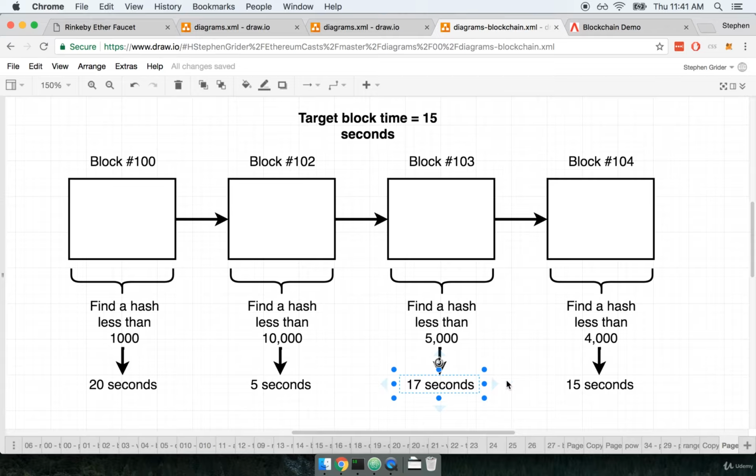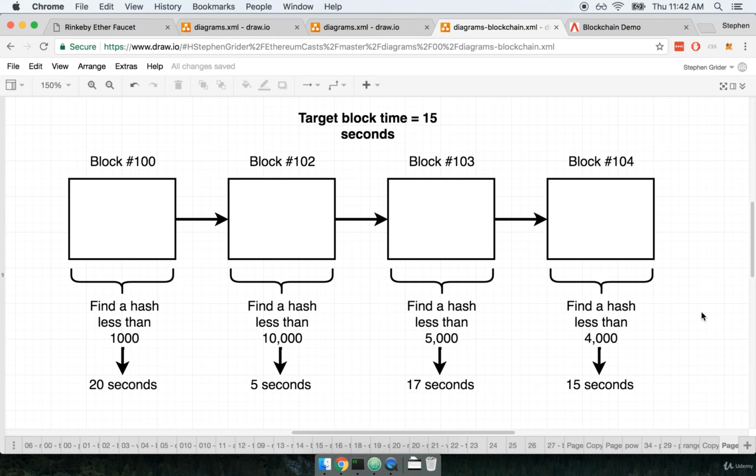And well, 17 seconds is good, but it still took maybe slightly too much time. So on the next block, let's try to find a hash less than 4,000. And maybe that then gives us 15 seconds here. Now you might be thinking, why is there so much variance here? Is there any variance? Why does it take different amounts of time? And why do we have to adjust this difficulty target between blocks?